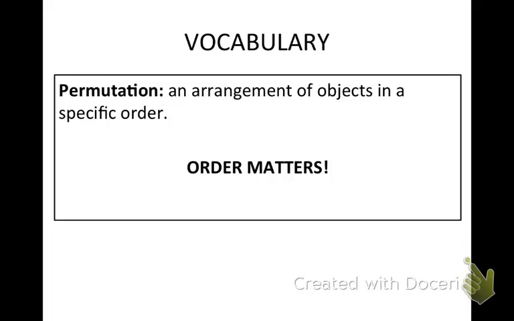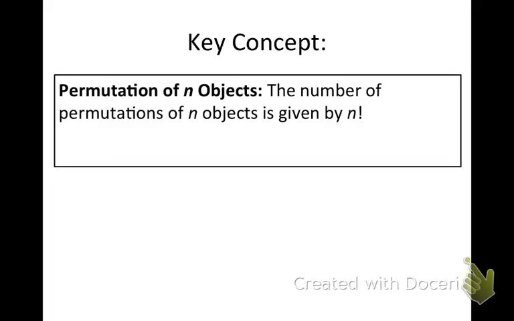So if something goes in the first spot, like we did for Avery's name, then it can't go into the second spot. If it goes in the first, it's not going to the second. The order does matter. All right, so that's the definition of a permutation.